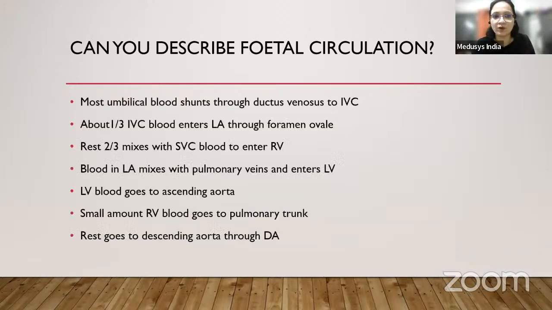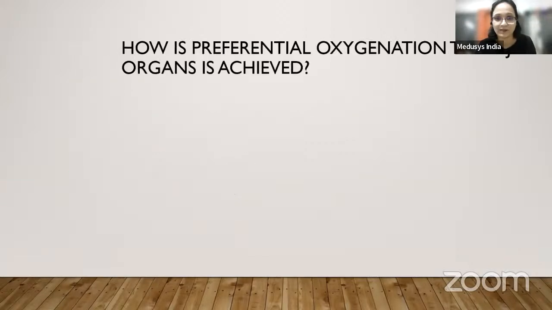Just as she mentioned correctly, I'm just trying to summarize that most umbilical blood shunts to the ductus venosus to the IVC. One third goes to the LA through the foramen ovale, and the rest mixes with SVC to enter the right ventricle, as she said. LA blood further mixes with pulmonary veins and enters the LV. LV goes to the ascending aorta, and a small amount of RV blood goes to the pulmonary trunk. But as the PVR is high, the majority goes to the descending aorta through the ductus arteriosus. So it was a good answer.